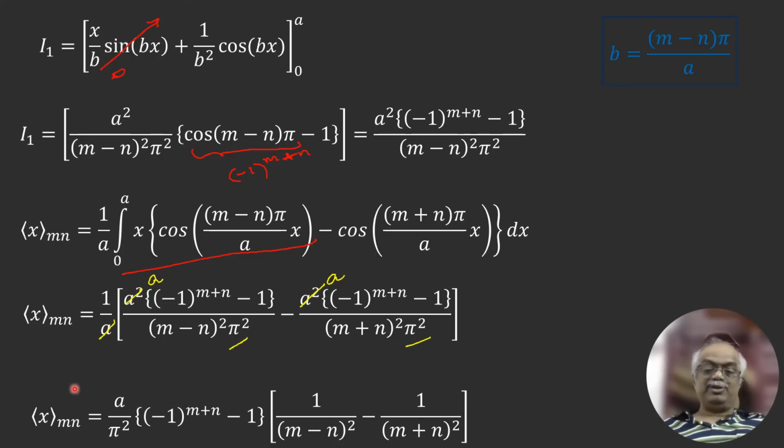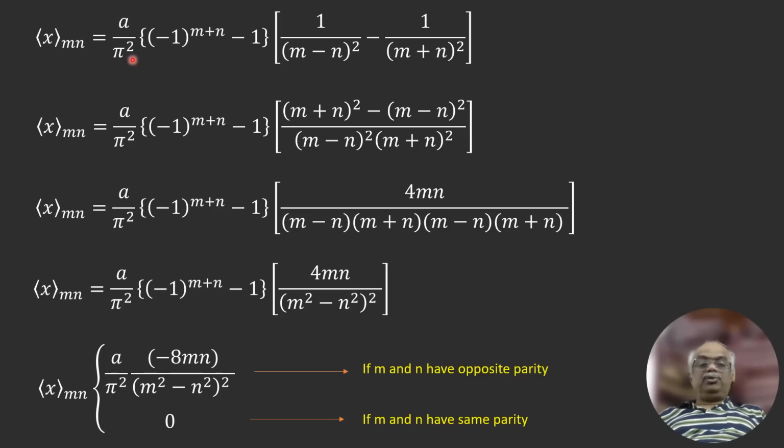Then our next task is we have to square it. Now we got this result. We are going to simplify the terms inside the bracket. So if you take LCM, the denominator will be m minus n whole square multiplied by m plus n whole square. So naturally, in the numerator, you will get m plus n square minus m minus n square, because of the cross product.